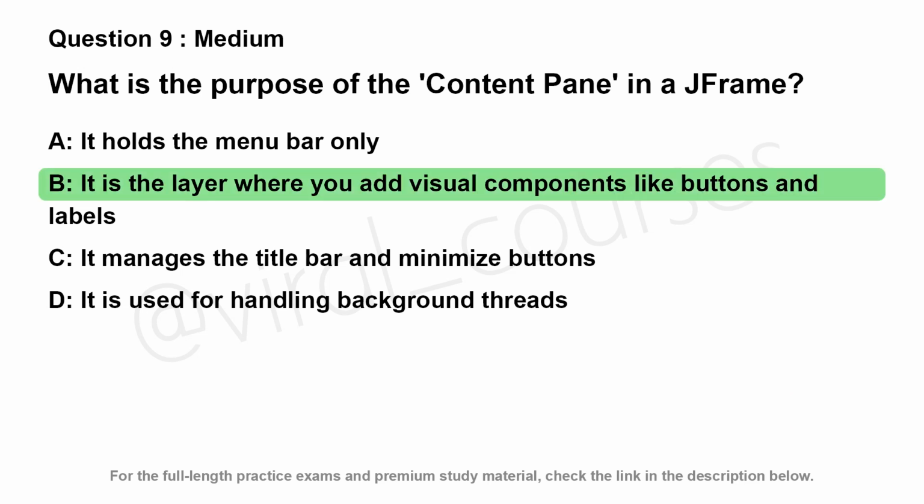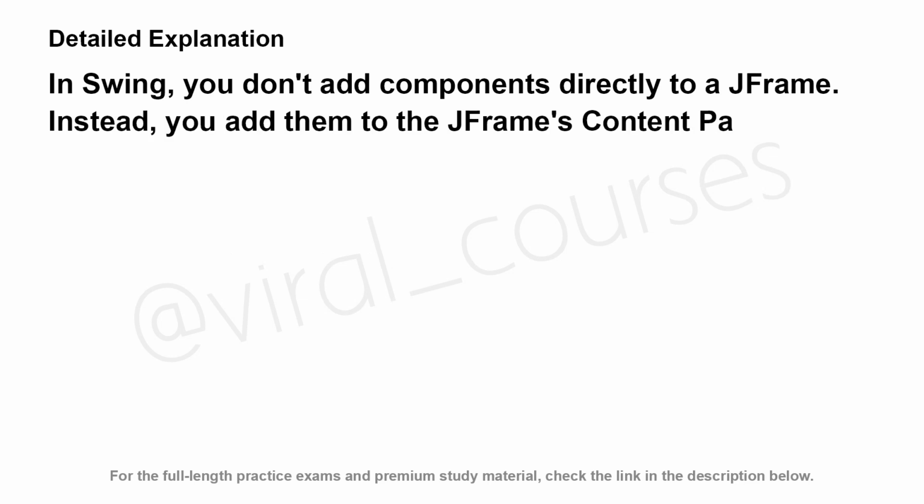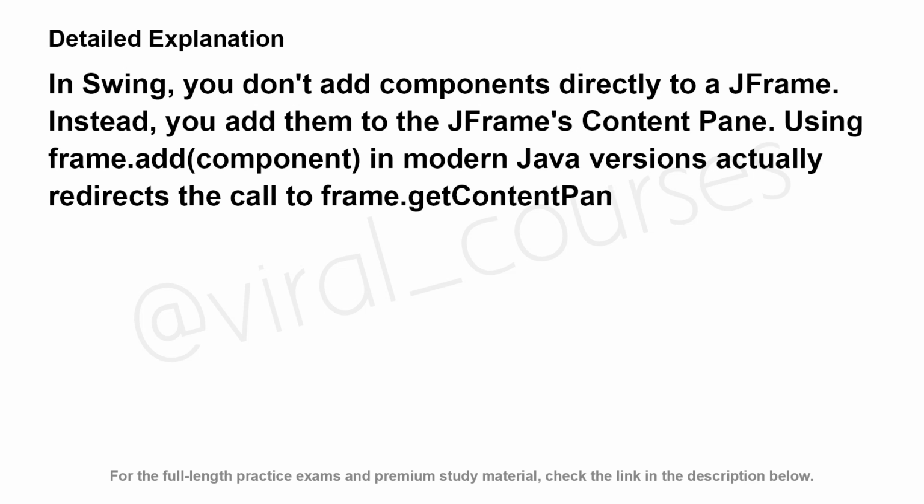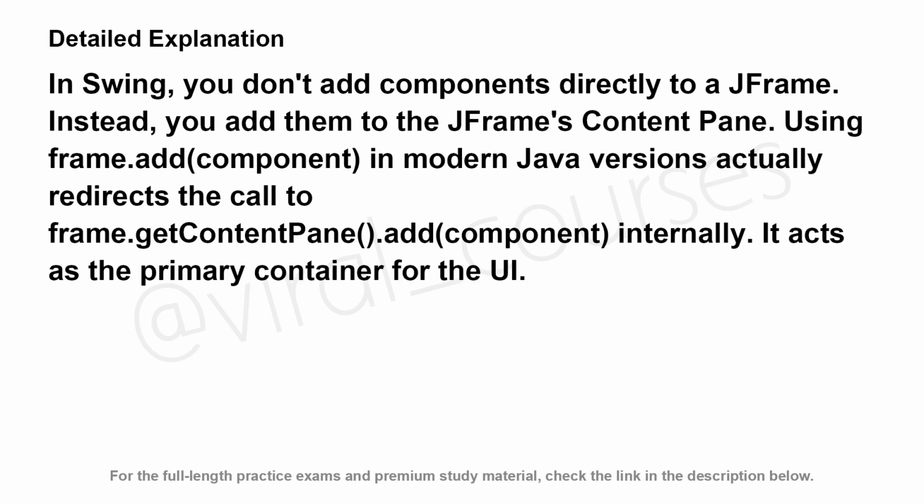The correct answer is B. In Swing, you don't add components directly to a JFrame. Instead, you add them to the JFrame's content pane, using frame.add(component). In modern Java versions, this actually redirects the call to frame.getContentPane().add(component). Internally, it acts as the primary container for the UI.